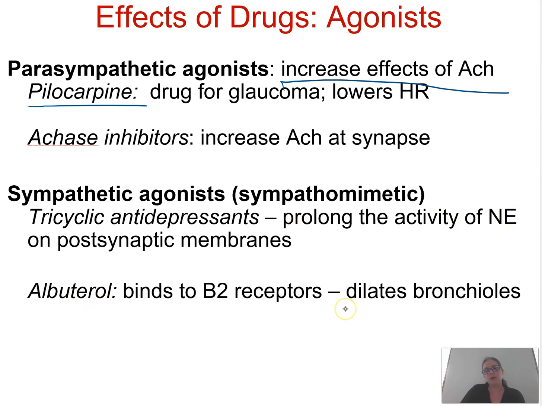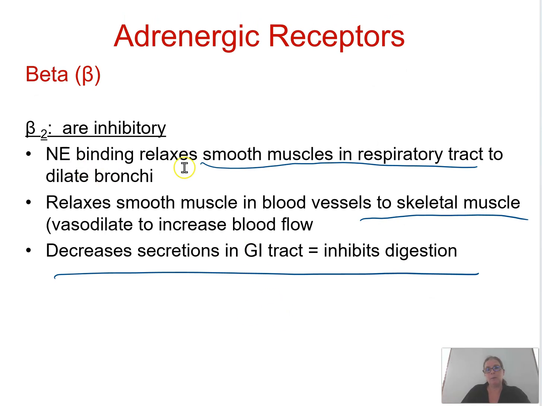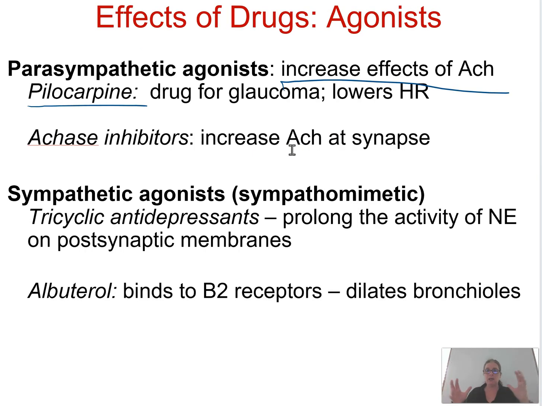But albuterol is a new one we're talking about, and albuterol binds to the beta 2 receptor. So that drug binds to the beta 2 and mimics norepi and epi. And remember, when we talked about the beta 2 receptors, that when norepinephrine binds, it's going to relax your smooth muscle in your bronchioles. So it's going to dilate the bronchioles and help move air. So a lot of times people who have asthma will have albuterol, and it's inhaled into the lungs.